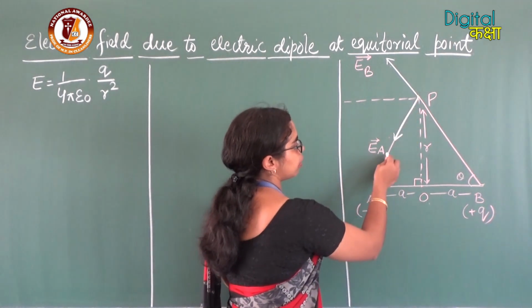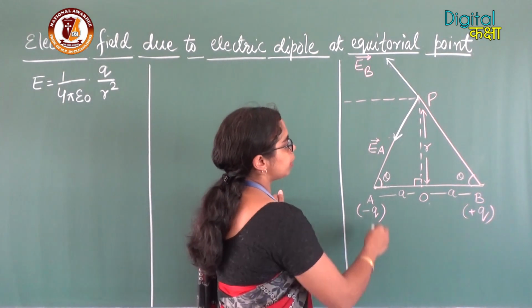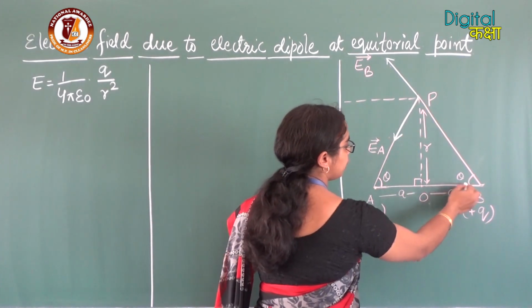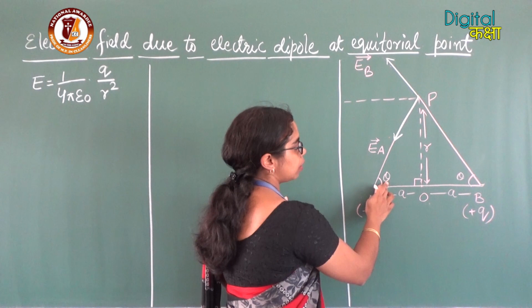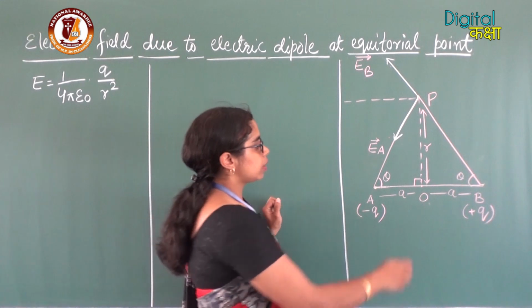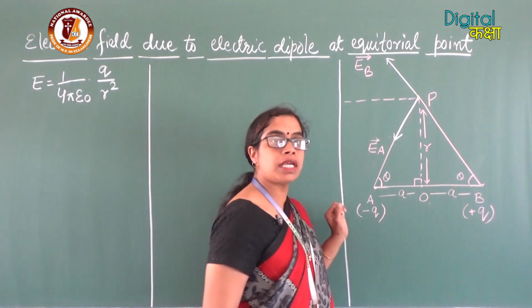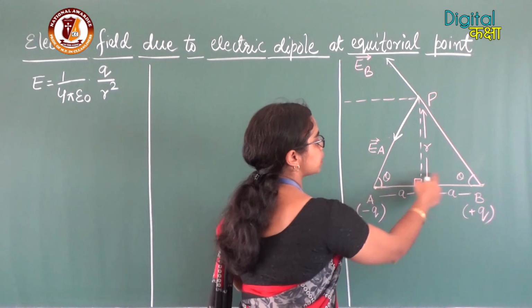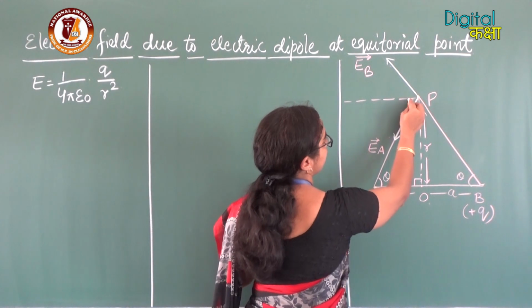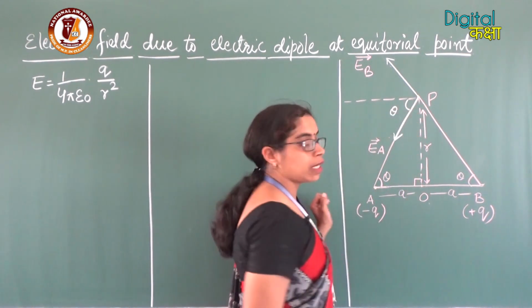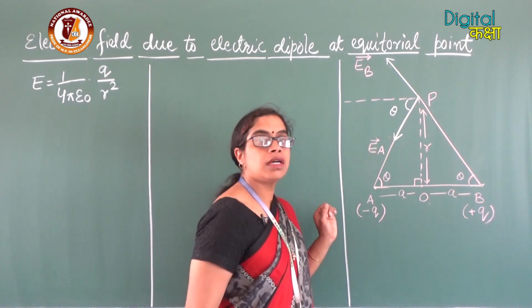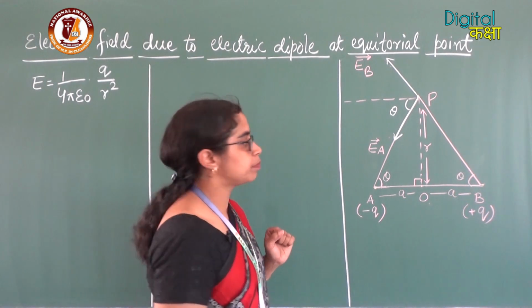Now this is vector EA, and it can be resolved into two components. We have constructed a line parallel to AB here. This angle is theta. Since triangle PAB is an isosceles triangle where the sides PA and PB are equal, the angles opposite to these sides are also equal, and by construction this angle will also be theta, because this theta and this theta form alternate interior angles.